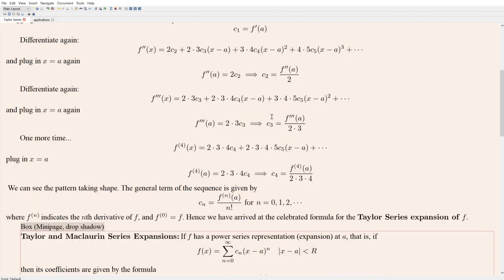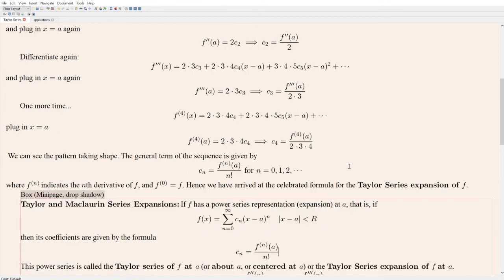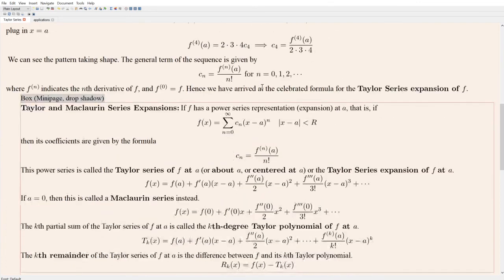So looking at the formulas for the subsequent coefficients, we can see the pattern taking shape. The numerator is always a derivative applied at the center point, and the denominator is a factorial, right? It's the product of all of the integers from 1 up to whatever the order of the coefficient is. And there you have it. That's how easy it is to arrive at the formula for the Taylor series.